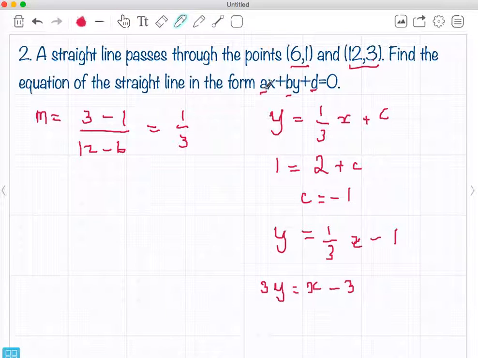I want to start with ax, so I want to have the x's at the start, and that's 1x. I want to take 3y from both sides. This stays on the other side, and now what I'm left with on this side is an equals 0. So I've now managed to get this into the form that I require, x minus 3y minus 3. So I timesed it by 3 and then took this away from both sides.